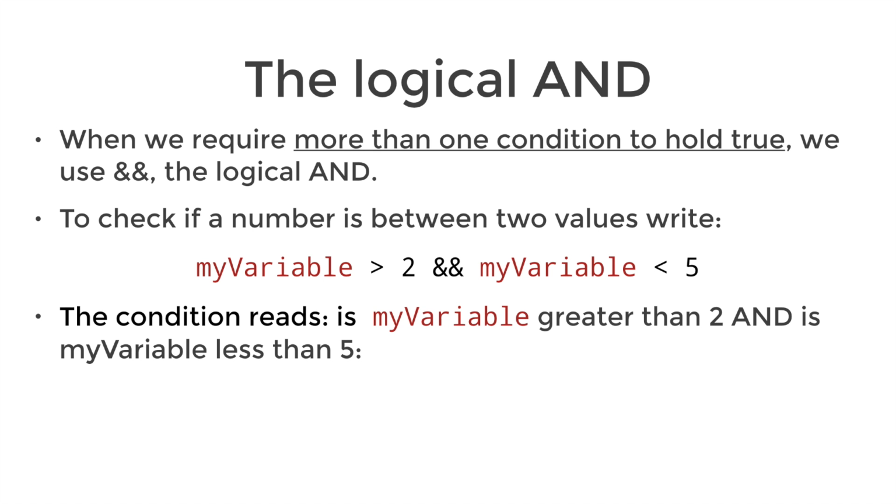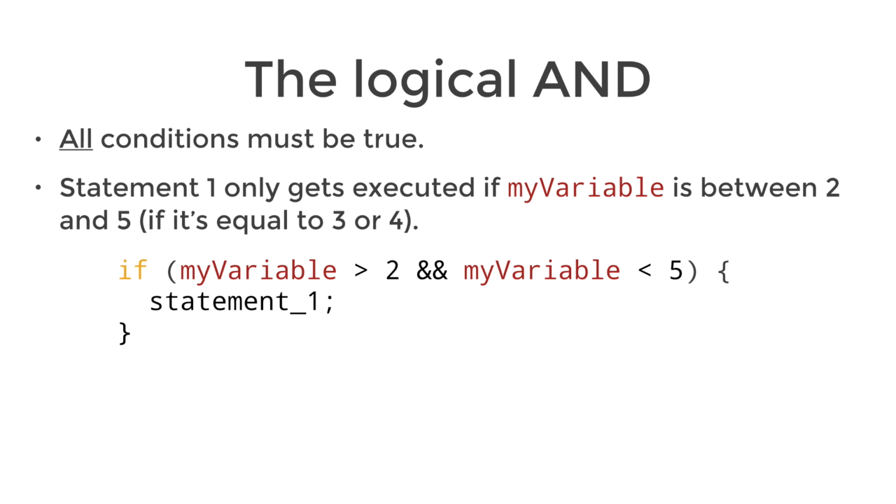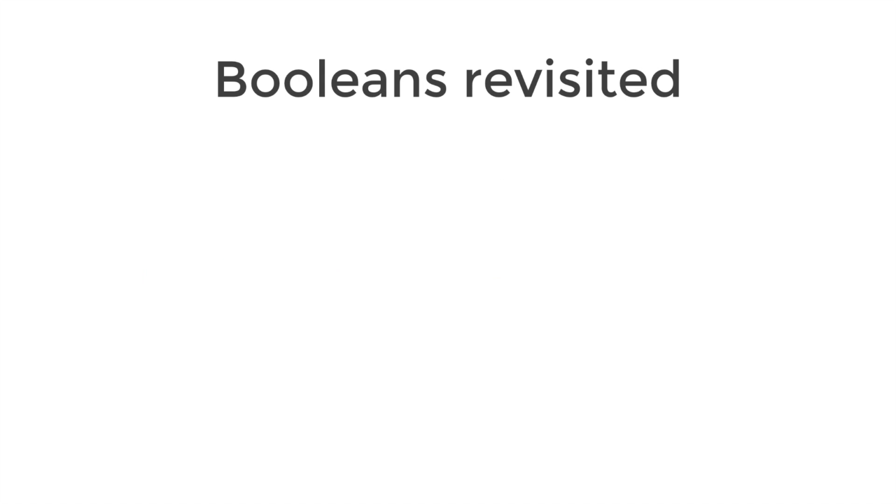It's important to note that when we have a logical and in the condition in an if statement, then the if statement only gets executed if both conditions hold true. My variable must be greater than 2 and it must be less than 5. So it can actually only be equal to 3 or 4. Then statement 1 will be executed.